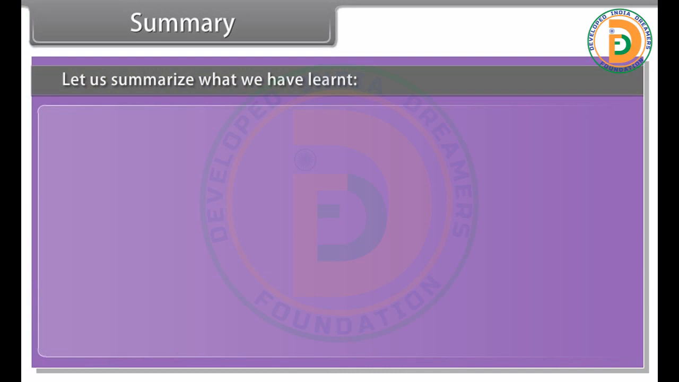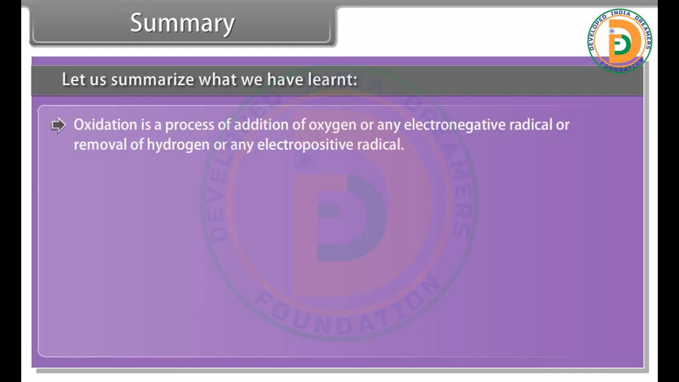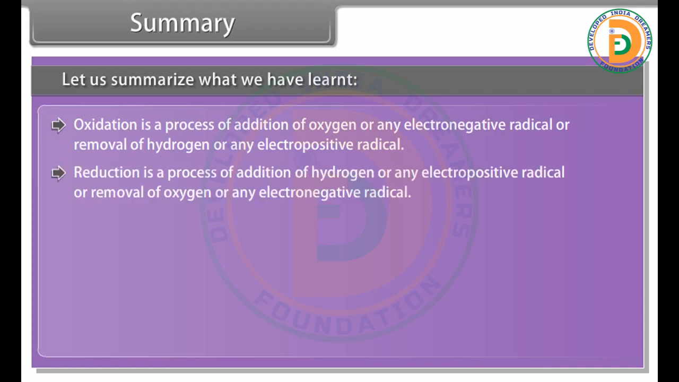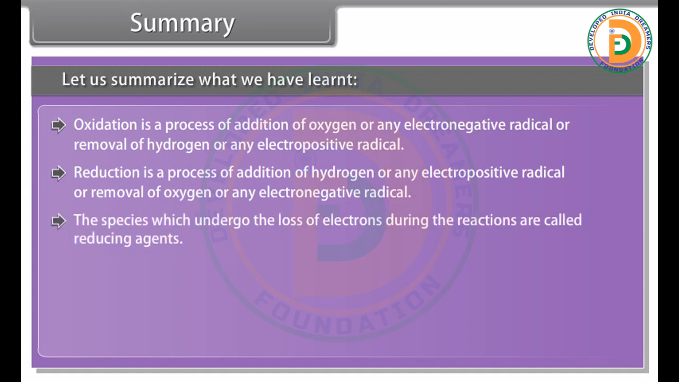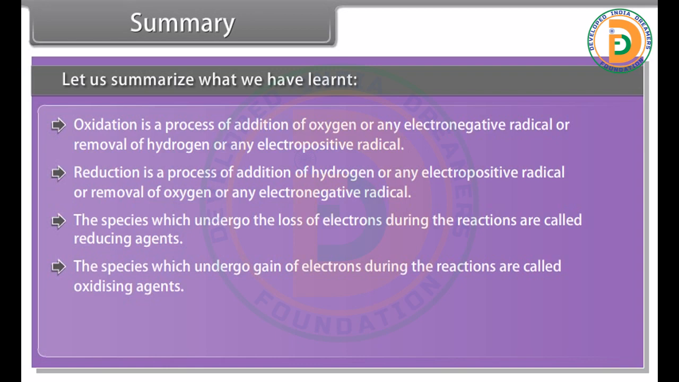Let us summarize what we have learned. Oxidation is a process of addition of oxygen or any electronegative radical or removal of hydrogen or any electropositive radical. Reduction is a process of addition of hydrogen or any electropositive radical or removal of oxygen or any electronegative radical. The species which undergo the loss of electrons during the reactions are called reducing agents. The species which undergo gain of electrons during the reactions are called oxidizing agents.